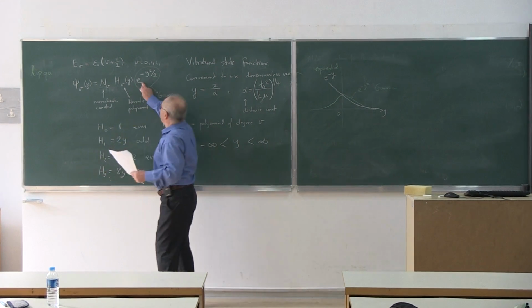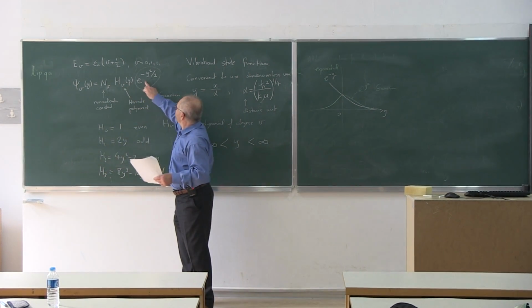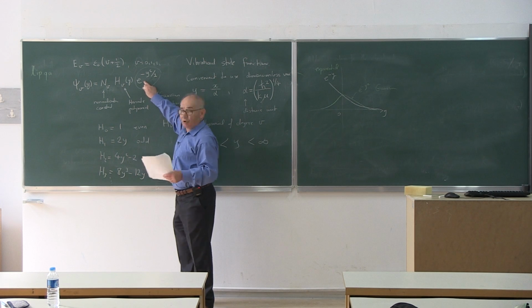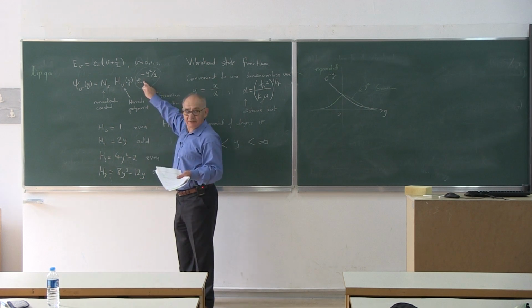Now, come to here. This function, in terms of even-odd property, does it have a property? This Gaussian.